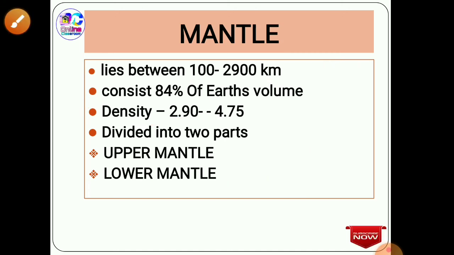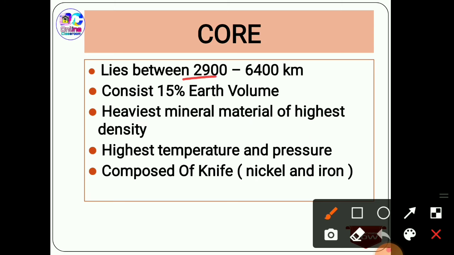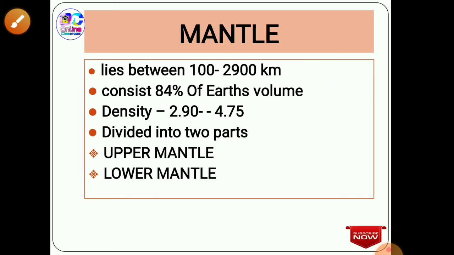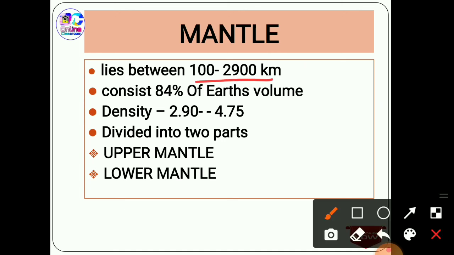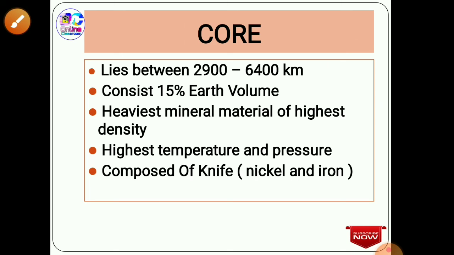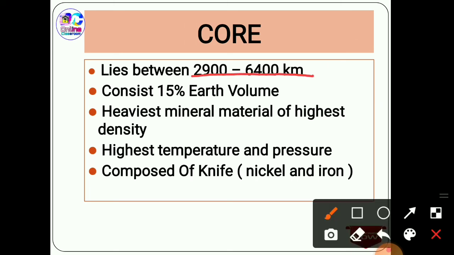Next we are going to talk about the core. The core lies between 2900 and 6400 km. We already know that the mantle ends at 2900 km, and after that the core starts. So the core extends from 2900 km to 6400 km. It makes up 15% of the earth's volume, and it is the place which experiences the highest density, temperature and pressure. It is composed of NiFe.